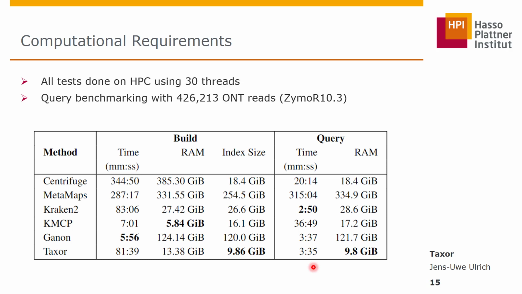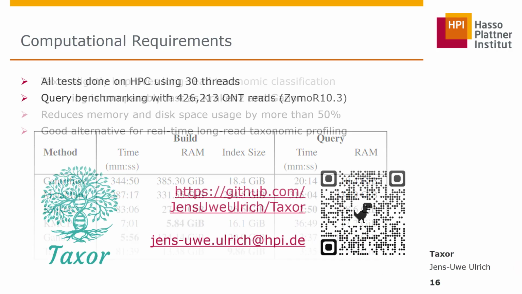Finally, Taxor shows by far the lowest memory requirements when querying the read set against the built database index, reducing the memory footprint by a factor of 2 to 3 when compared to the most popular tools Centrifuge and Kraken 2. Overall, Taxor shows the best combination of time and memory usage for index building and read querying.